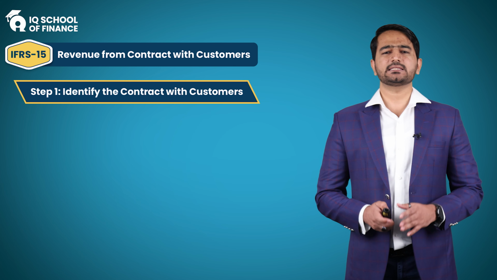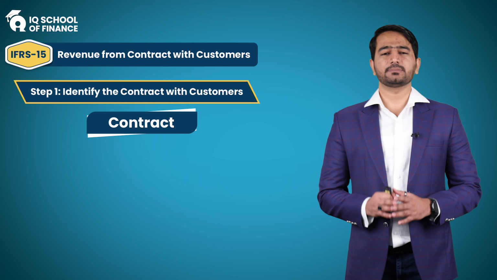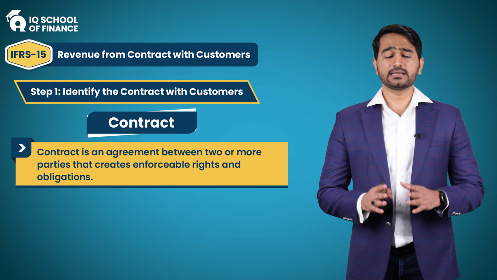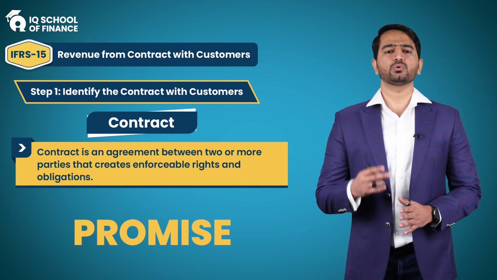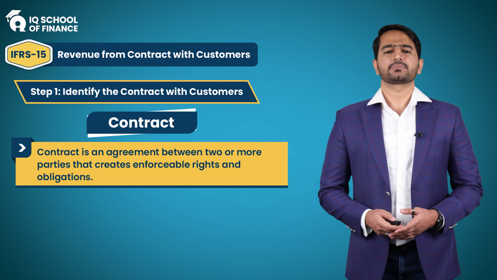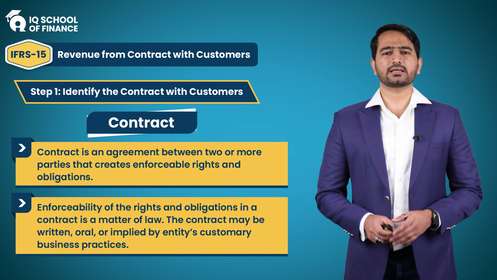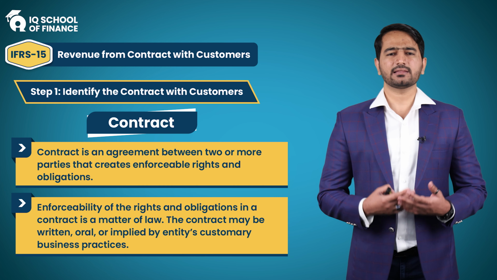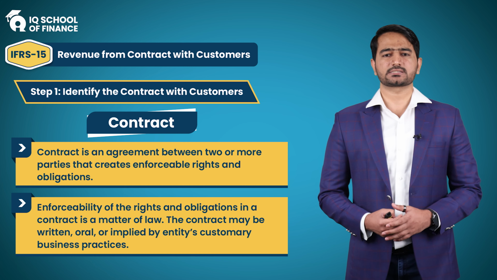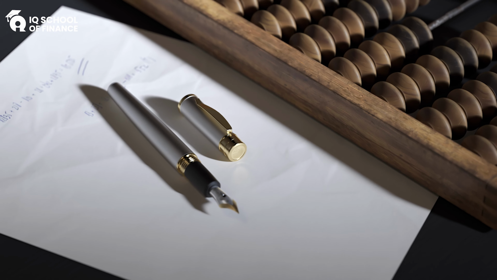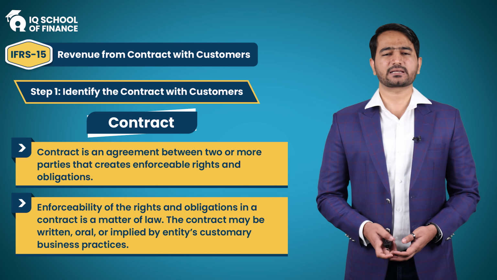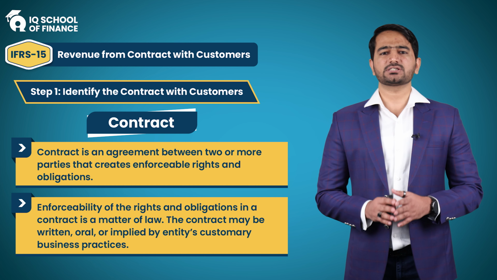First of all, the simple definition of a contract: a contract means an agreement between two or more parties that creates enforceable rights and obligations. It means a contract is a promise between two or more parties that establishes their rights and obligations. Now, enforceability of the rights and obligations in a contract is a matter of law. Depending upon the norms and regulations of the market in which we are operating, and the local practices where we are conducting our business, a contract can be a written contract or a verbal contract. It can even be express or implied by the entity's customary business practices. This is the simplest definition of a contract.